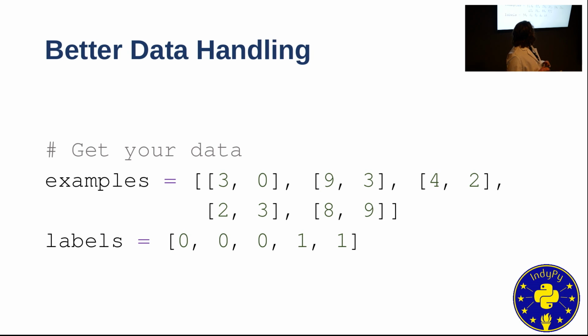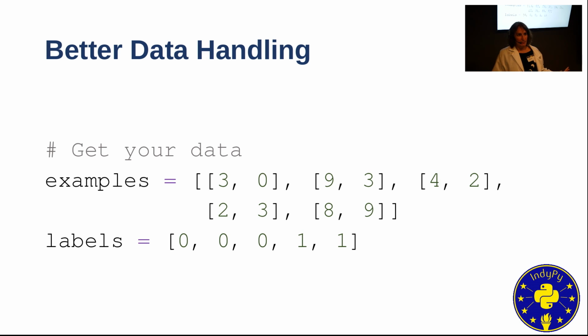So taking another look at our oversimplified data. So I mentioned we have 5 examples. The first 3 have the first number larger, so it's 3, 0, 9, 3, 4, 2, and those all have a corresponding label of 0. The last two, the second number is larger. We have 2-3 and 8-9.